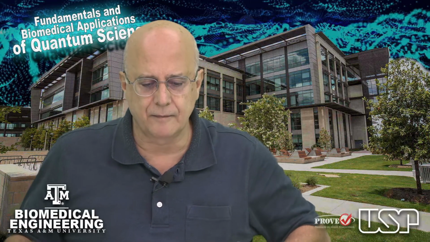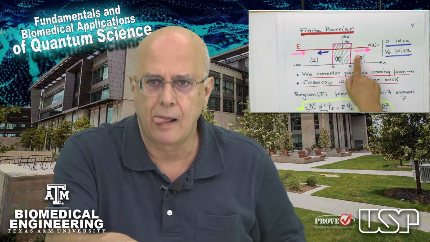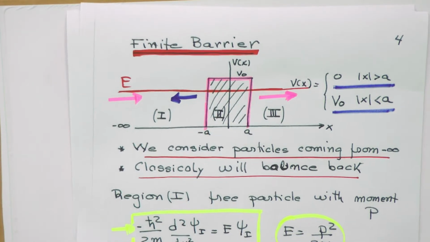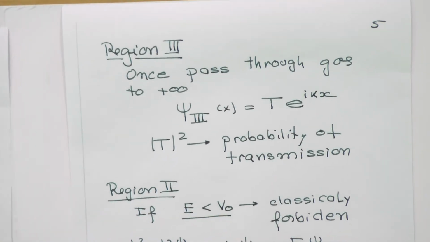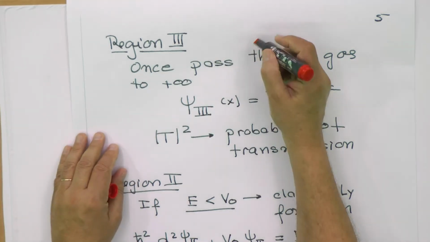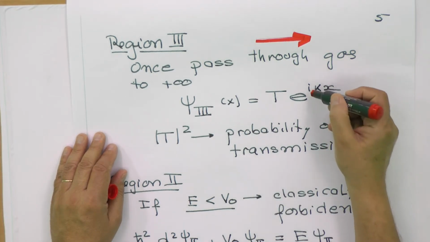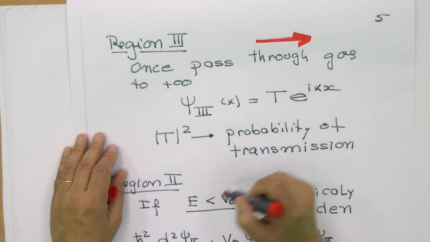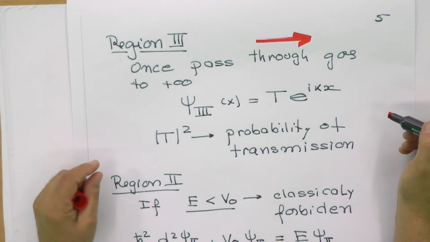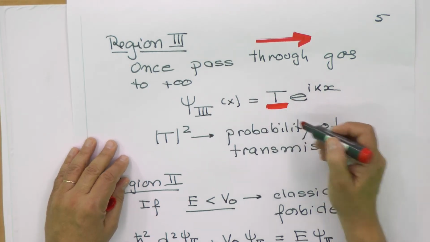Okay, now we go to region 3. In region 3, which means after passing the barrier, I told you this is the transmission region. And if it is the transmission region, on part 3 we have a particle going in the positive direction. So the momentum is still going that way. So the exponent has a positive ikx. But we don't know with what chances the particle will pass to that part. So we left that in an amplitude, or a coefficient, that we call t.